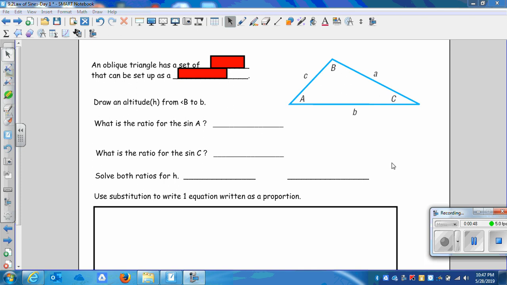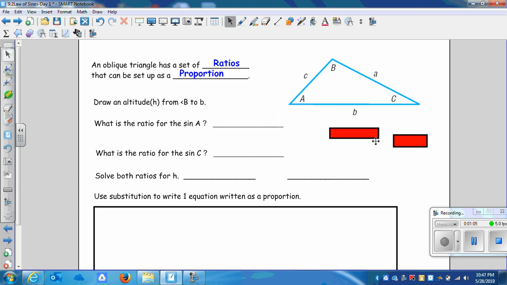When we calculate missing sides and missing angles in oblique triangles, we don't actually use Pythagorean theorem. We do some other calculations that are algebraic. An oblique triangle has a set of ratios that you can create that can actually be set up as proportions. What we're going to do right now is discover how we can come up with those ratios and then derive the proportion for it.